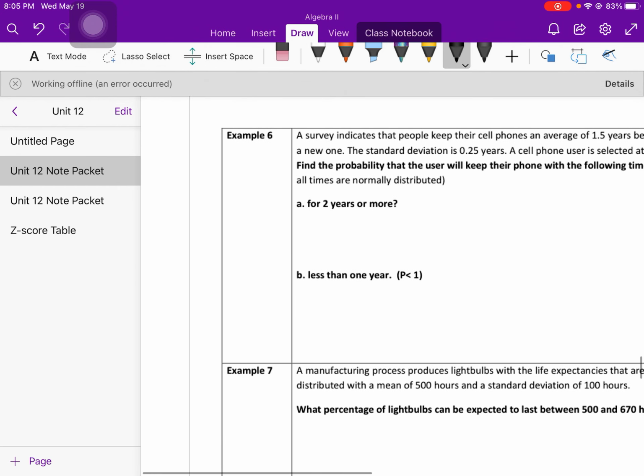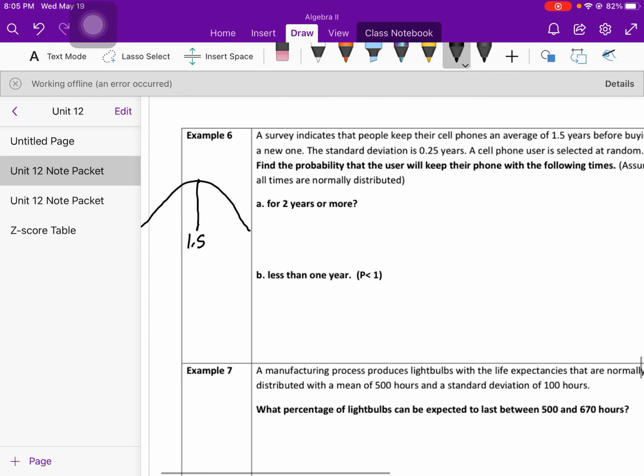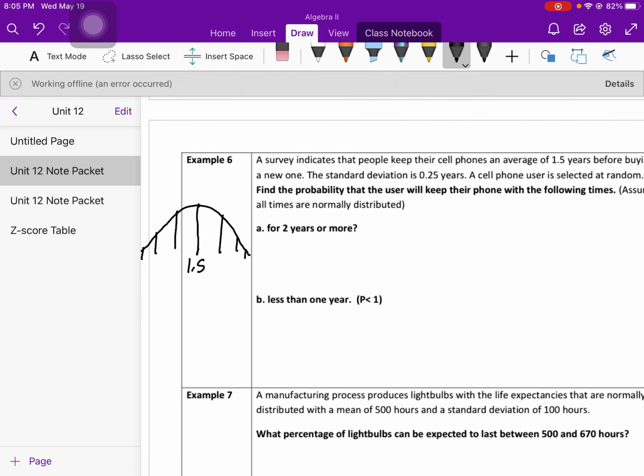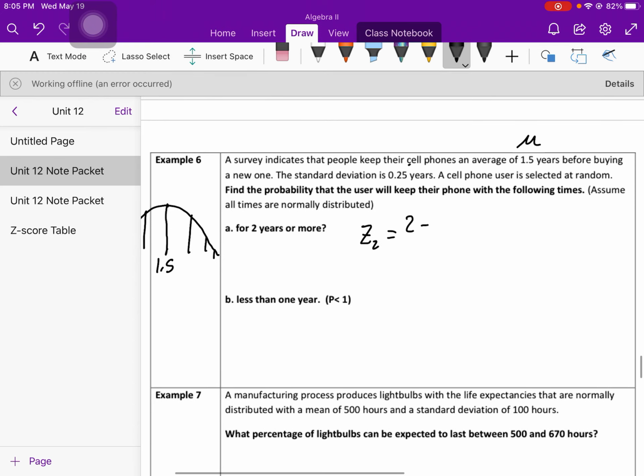Maybe off to the side here, what you could do if you want is to draw the normal curve. We know that this middle section here would be the average, which is 1.5. 1, 2, 3, 1, 2, 3. You don't really have to do it for this one as long as you know the different values. So we could just do z of 2. So this is going to end up being 2 minus, here's our mu, and then this is our standard deviation. 2 minus 1.5 divided by 0.25. And this comes out to exactly 2, which is really nice.